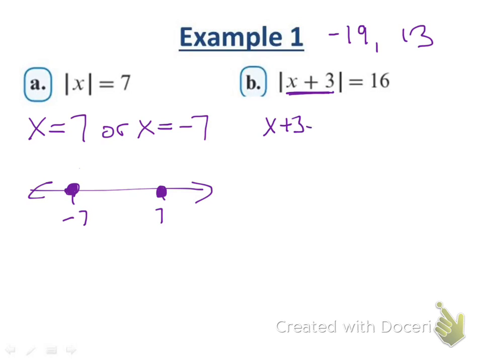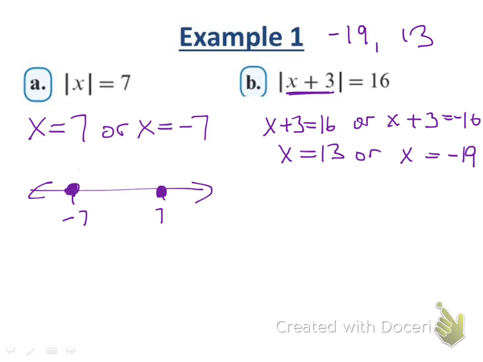X plus 3 equals 16, or x plus 3 equals negative 16. Now, if you solve those two equations, you get x equals 13 from this equation, or x equals negative 19 from this equation. Now you could check this answer by making your substitution. 13 plus 3 is 16. Negative 19 plus 3 is negative 16. And both of those numbers do indeed have an absolute value of 16.